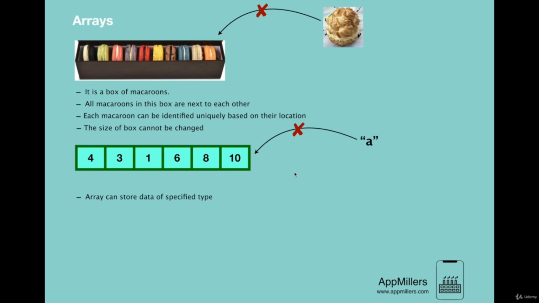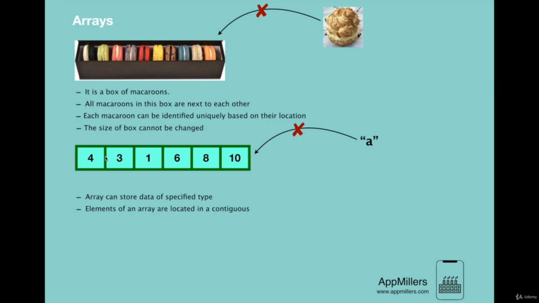The next property is that elements of an array are located in contiguous locations in memory. This means that elements of an array are next to each other. So there is no gap between them, as we have in the macaron box. As you see, we don't have any gap here, and we don't have any gap between these elements. They are located next to each other.